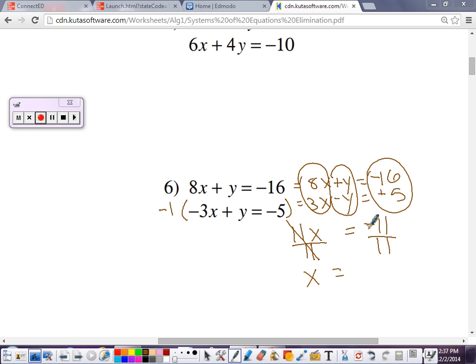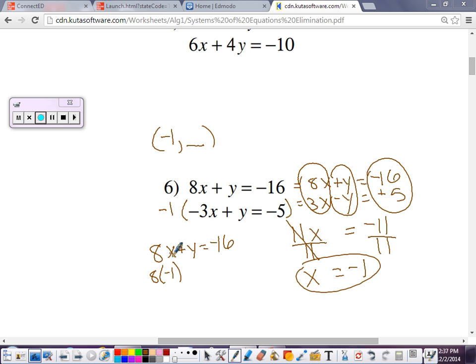And I get negative divided by a positive is negative 1. So here's my x coordinate, negative 1. There's part of my answer. But I need to find the y. That goes right there. So I'll plug in negative 1 for x. I'll just take this top equation again, 8x plus y equals negative 16. I know that x has to equal negative 1. So 8 times negative 1. I simply replace the x with the answer I just got, so I can help find my y value.